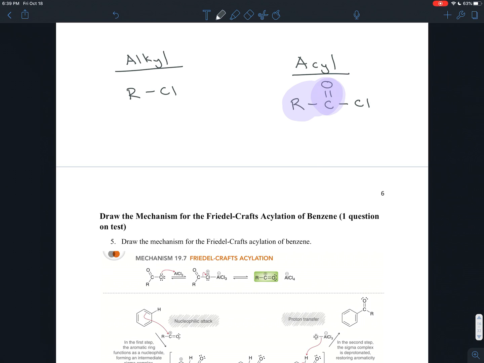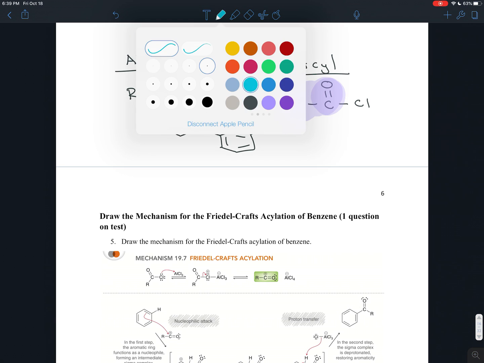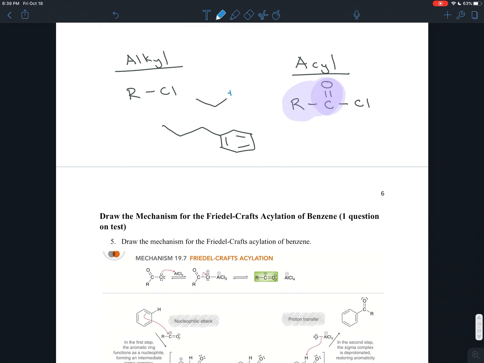And so if you're trying to form a bond to benzene, let's say for example you wanted to put a propyl group on benzene, you would not be able to do it through Friedel-Crafts alkylation, because you would form a carbocation. You would form this primary carbocation, and that would rearrange to the more stable secondary carbocation. So you'd end up adding an isopropyl group to the benzene. So it would look like that.